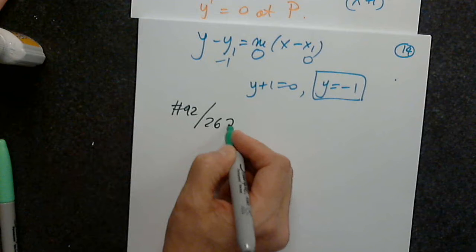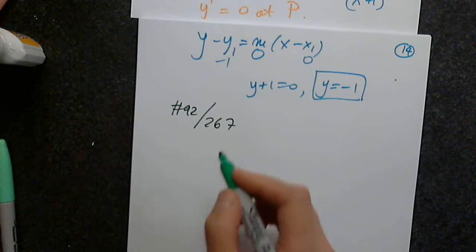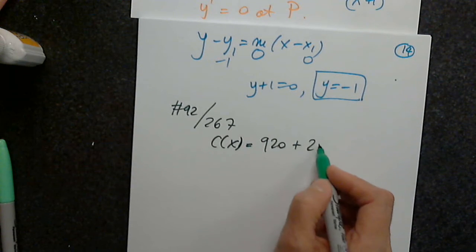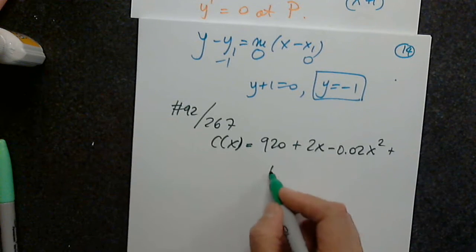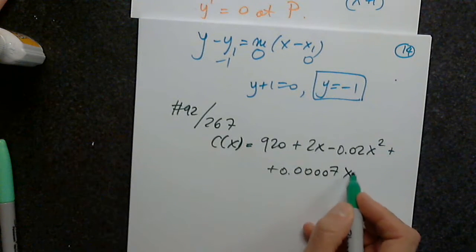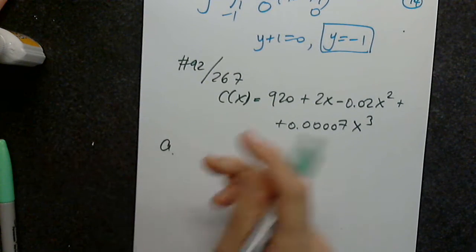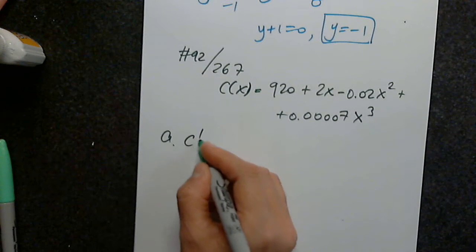Okay, so let's look at 92 on page 267. The cost in dollars of producing X units of a certain commodity is C of X equals 920 plus 2x minus 0.02 x squared plus point, I think I see 4 zeros. Correct me, please. I'm going to look in a second. Yes, I see 407 x cubed. First question, find the marginal cost. What does the marginal cost represent again? The derivative. So let's find C prime.